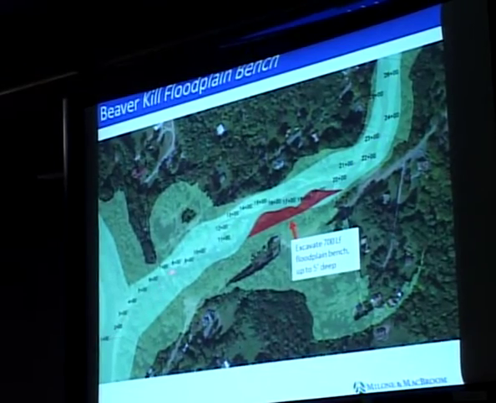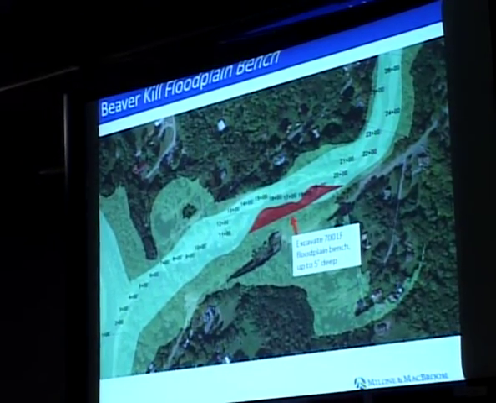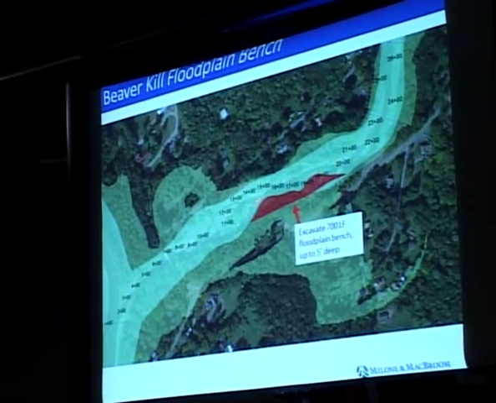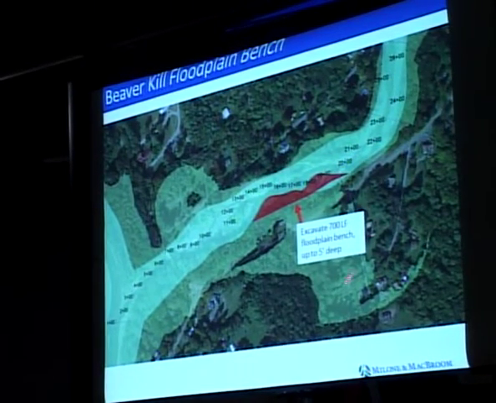So here's the Beaver Kill coming up from the Esopus. And this red area is where we modeled a floodplain bench in an attempt to keep the water from crossing the road here and flooding.